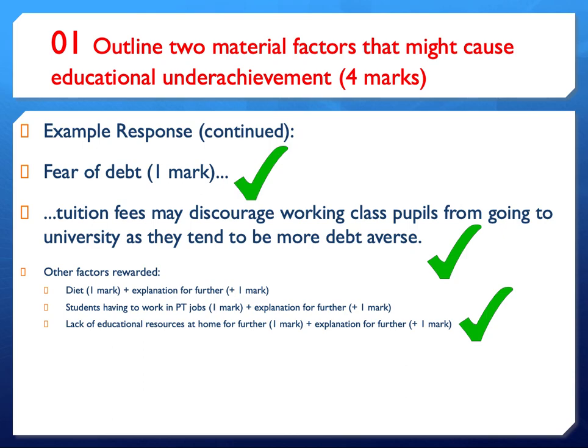Continuing this answer, the second part of it, ideally the respondent has left a line and then has written the following. Fear of debt. Again, it's correct. It scores 1 mark. Then, this next part goes on to explain it. This gives them the +1. Combined with the previous points, they gain 4 out of 4 marks for this question.